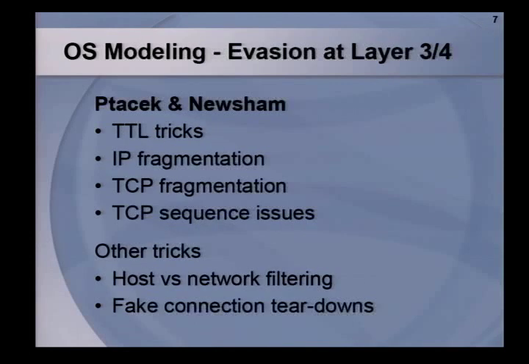The next layer up that we want to talk about is OS modeling. The first people that really set the mark for IDS evasion were Ptacek and Newsham. They released a paper a number of years ago. They talked about TTL evasion tricks. If a packet is going to drop dead midstream before it actually hits the host, what the IDS sees of the TCP stream is going to be different than what the host sees. They also talked about IP fragmentation differences in how hosts handle overlapping, the same thing with TCP fragmentation, and then sequence issues. There are a number of other tricks that they talked about, different host networking tricks, and then fake teardown sessions.